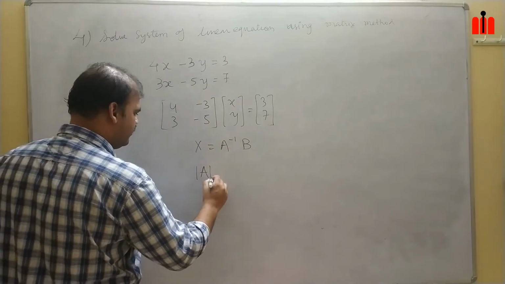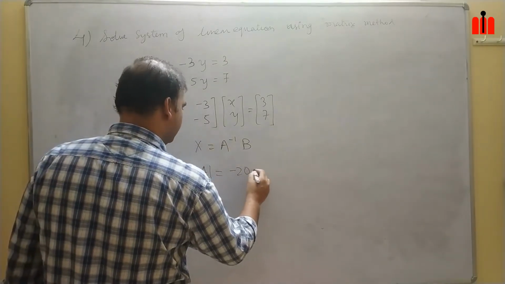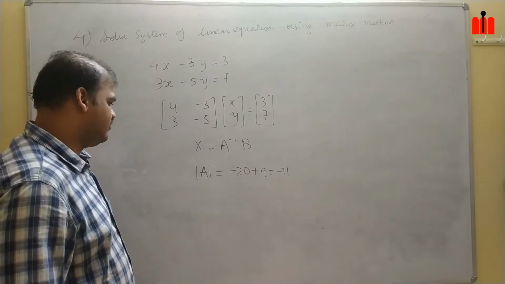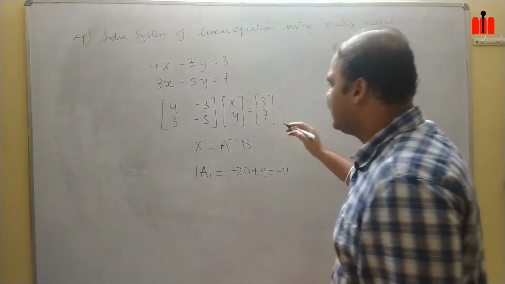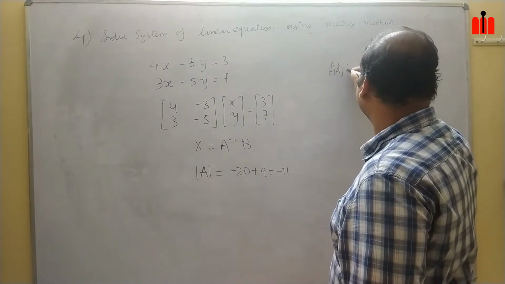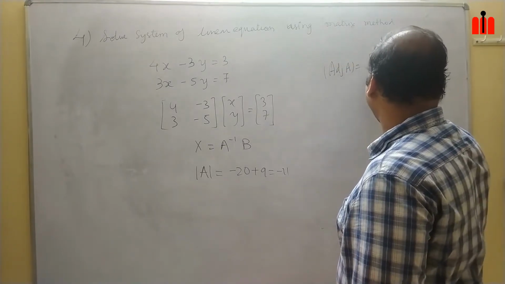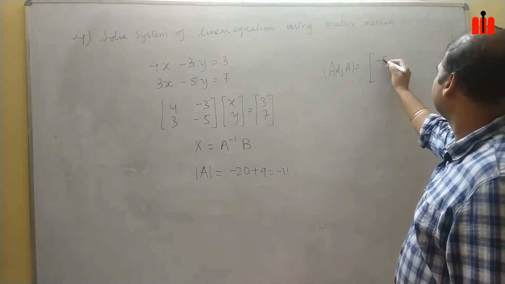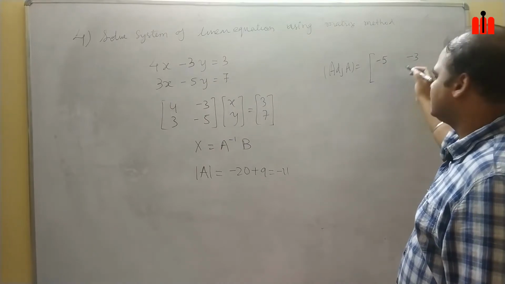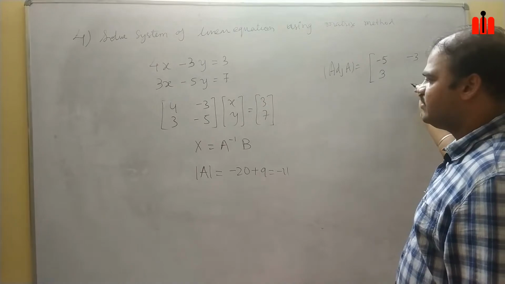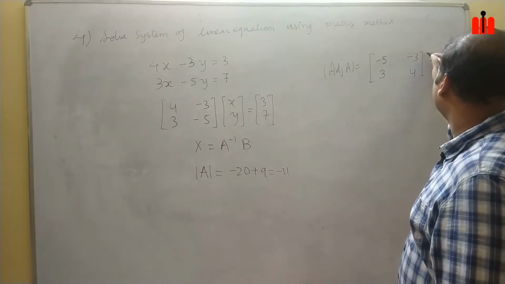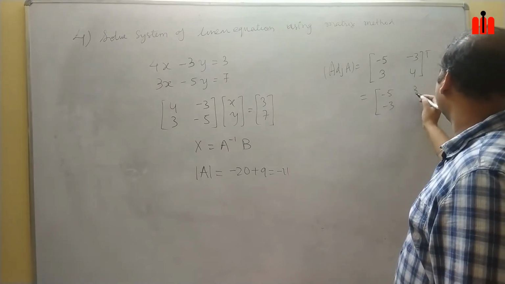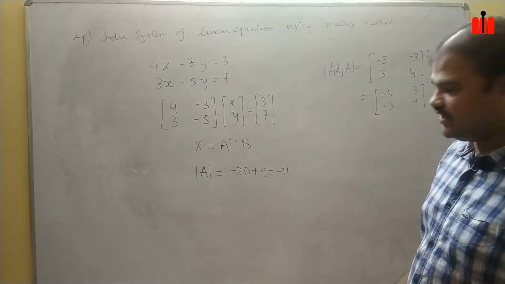What will be the det A? Det A will be minus 20 plus 9, equal to minus 11. So det A is minus 11. What will be the adjoint A? For adjoint A, you have to find the cofactors and transpose. So 4's cofactor is minus 5. Cofactor of minus 3 is minus 3. Cofactor of 3 is 3. Cofactor of minus 5 is 4. Transpose of this gives minus 5, minus 3, 3, 4. This is the adjoint A.